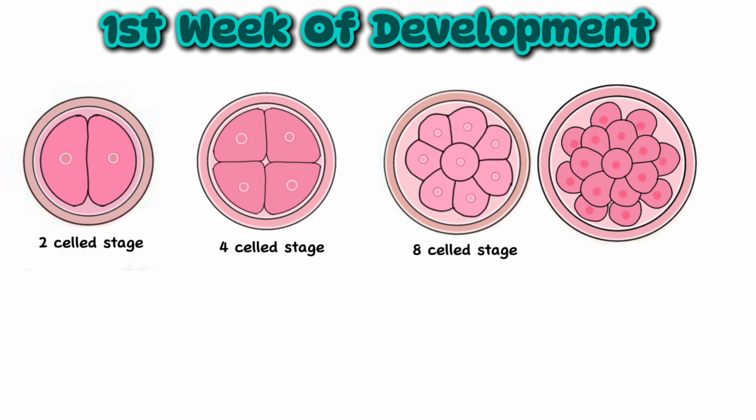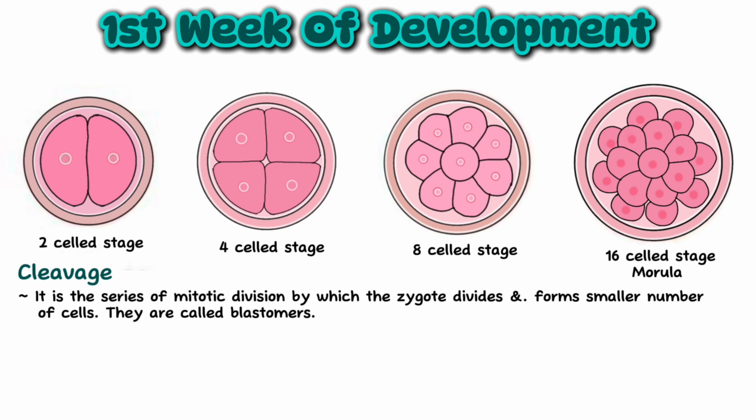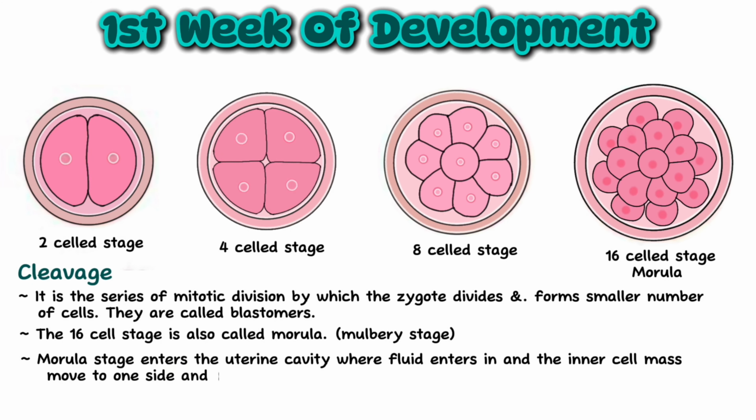And then 16 cell stage. 16 cell stage is also called morula. Now, what is this cleavage? It is the series of mitotic division by which zygote divides and forms smaller number of cells. They are called blastomeres. Here, the 16 cell stage is also called morula or mulberry stage.